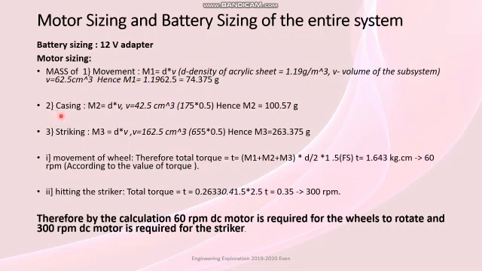Next function is for casing. That is M2 is equals to D into V. V is equals to 42.5 centimeter cube. This was the calculation. Hence M2 required was 100.575 gram.